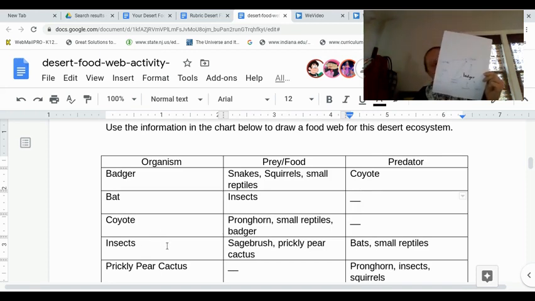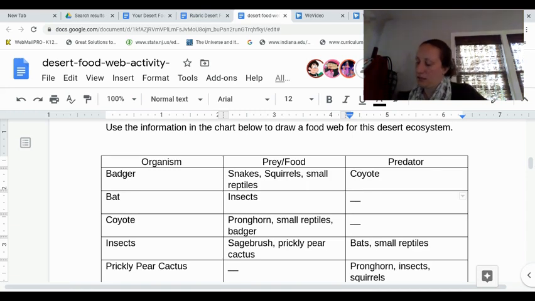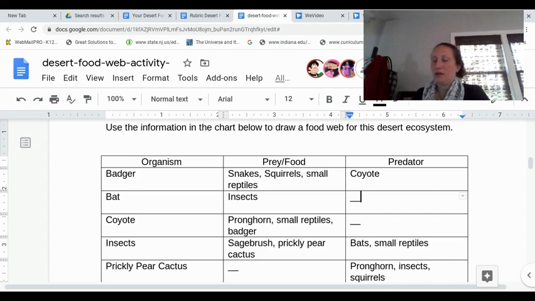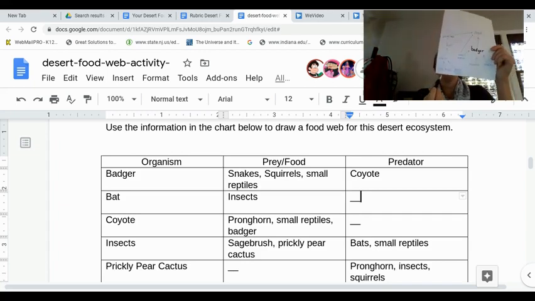Then you're going to go down to the insects. Insects are already on my list, so you don't have to write it again. The insects eat sagebrush and prickly pear cactus. So I'm going to write those words down here. Sagebrush, and prickly pear cactus. And I draw an arrow from the sagebrush and the prickly pear cactus to the insects.